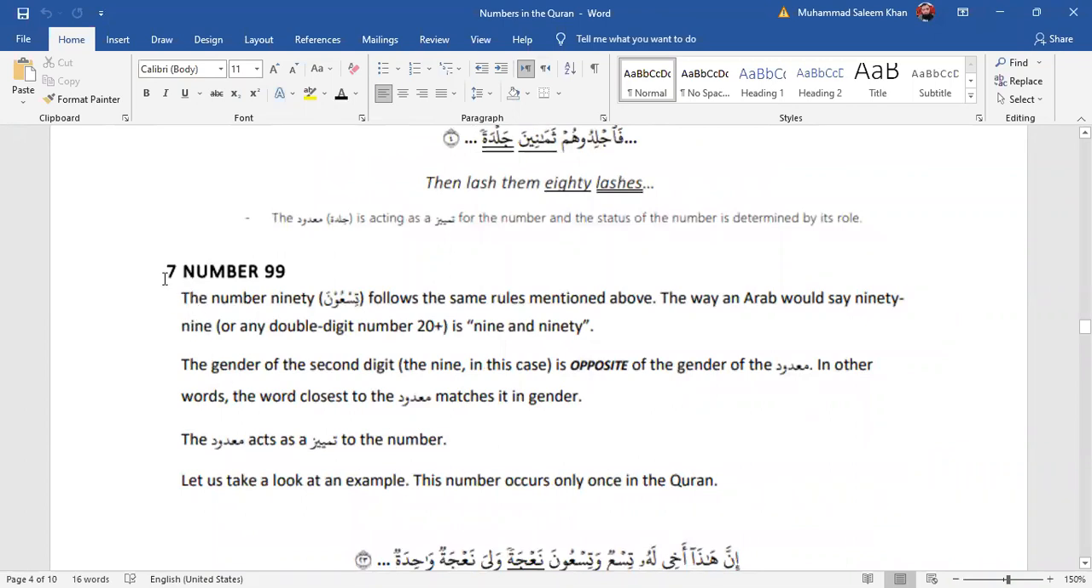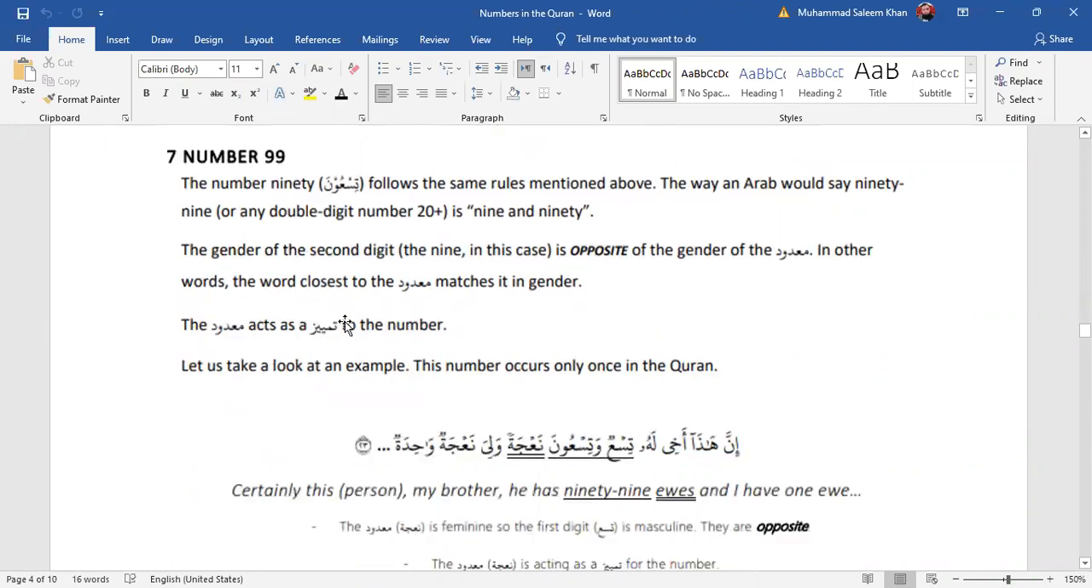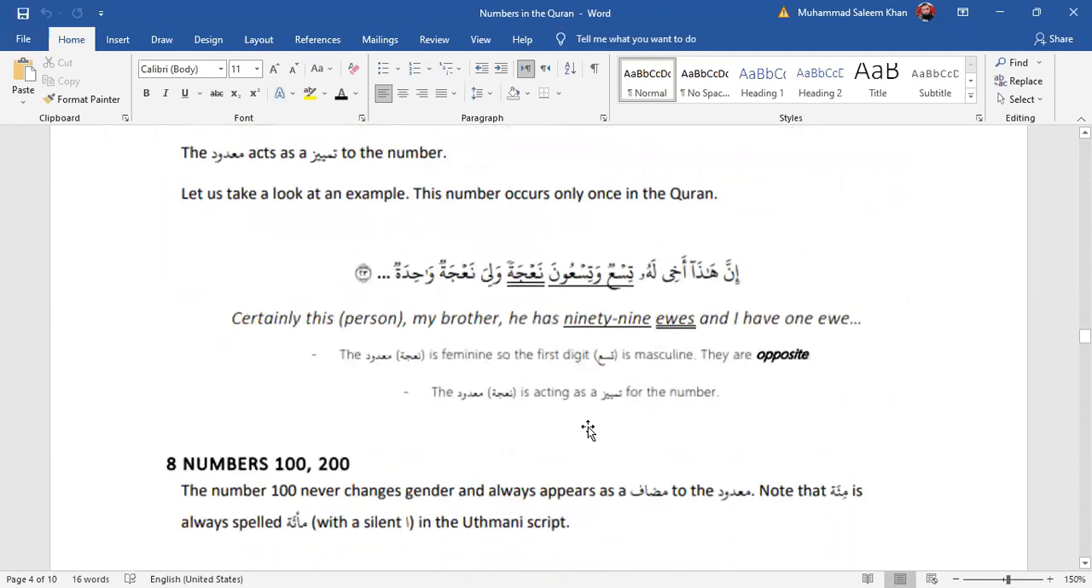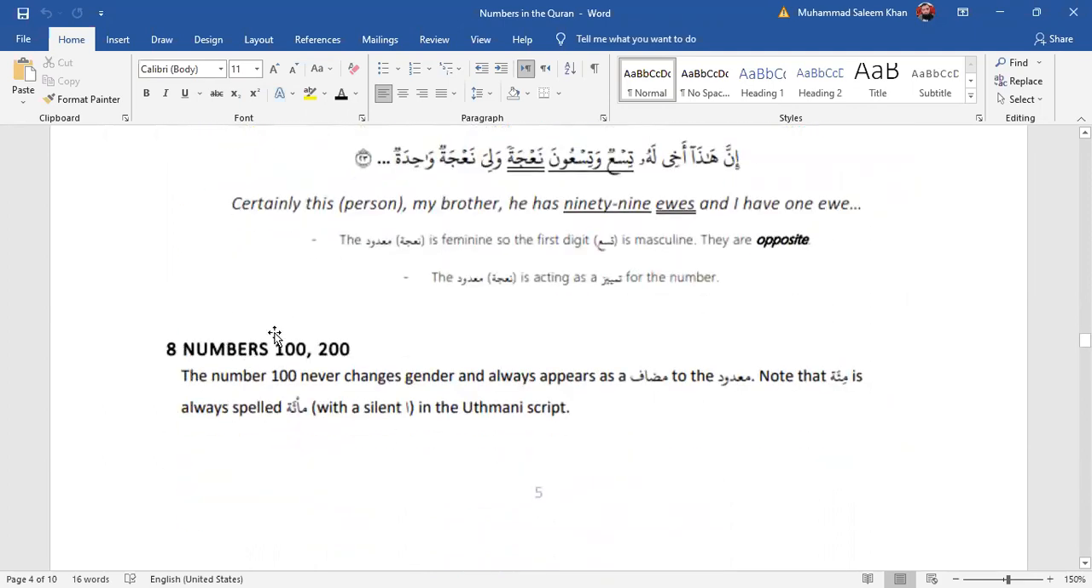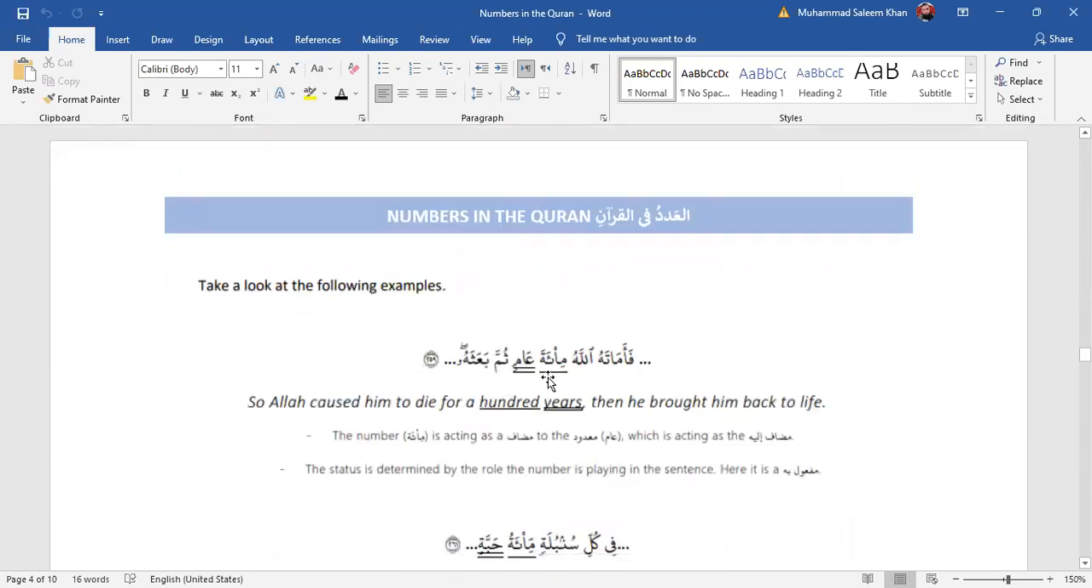Okay, then we go to the seventh set, where we have numbers till 99, or only the number 99. We discussed this yesterday, by the way, as well. Inna hada akhi lahu tis'un wa tis'una na'jatan wa liya na'jatun wahida. Now number 8: we have numbers 100 and 200. Of course, 100 is used as mudaf, and the madud is used as singular mudaf ilayh. We also discussed this yesterday.